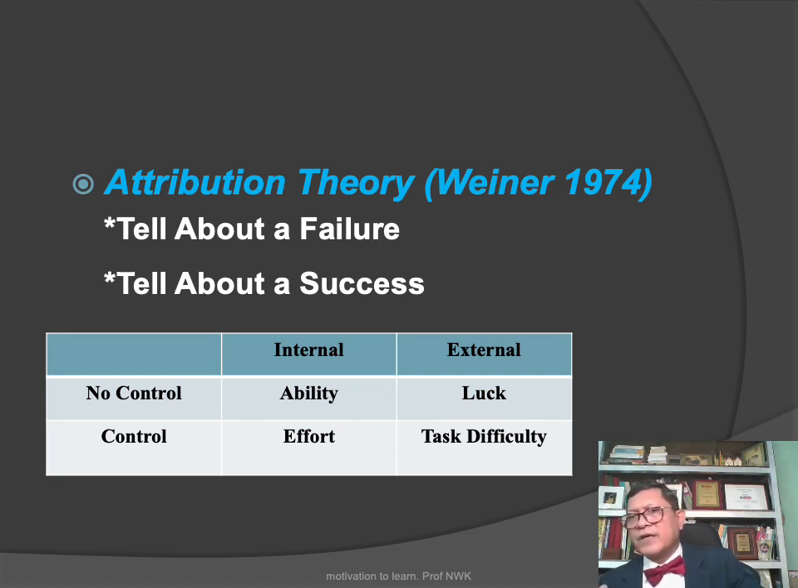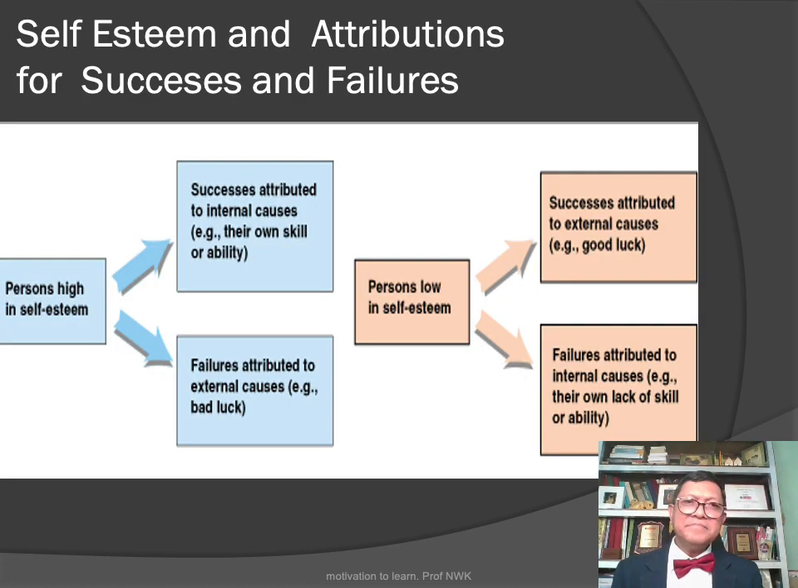Attribution theory focuses on the causal attributions a learner creates to explain the results of an activity and classifies these in terms of their locus, stability, and control. Self-esteem and attributions for success and failure, with this chart. Persons high in self-esteem will think that success is attributed to internal causes, their own skill or ability. Failure is attributed to external causes. For example, bad luck.